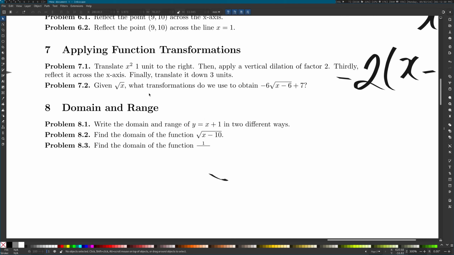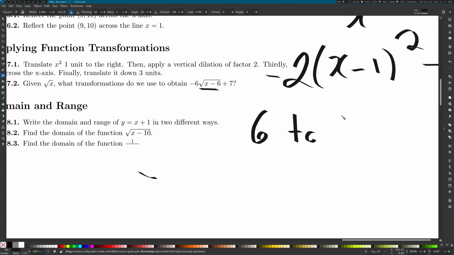Given the square root of x, what transformations do we use to obtain -6 times the square root of x minus 6, plus 7? Okay, so let's just go in from the beginning here. What does x minus 6 mean? It's x shifted 6 units to the right, right?